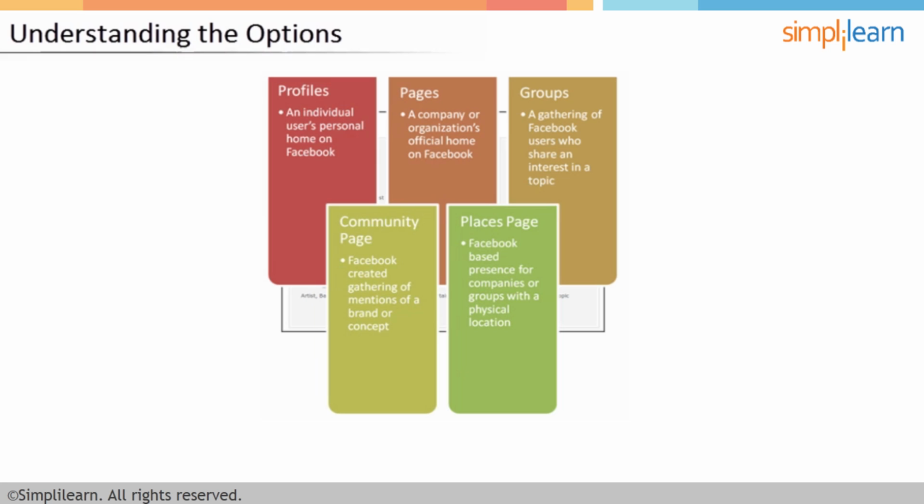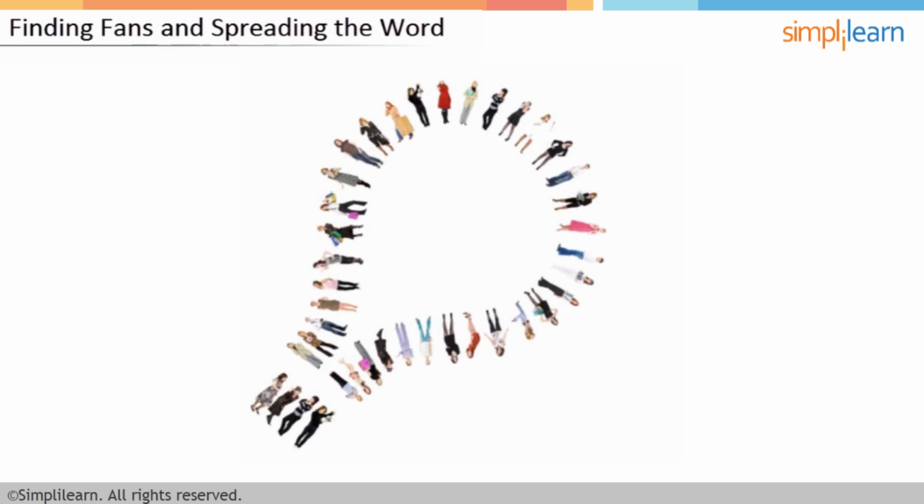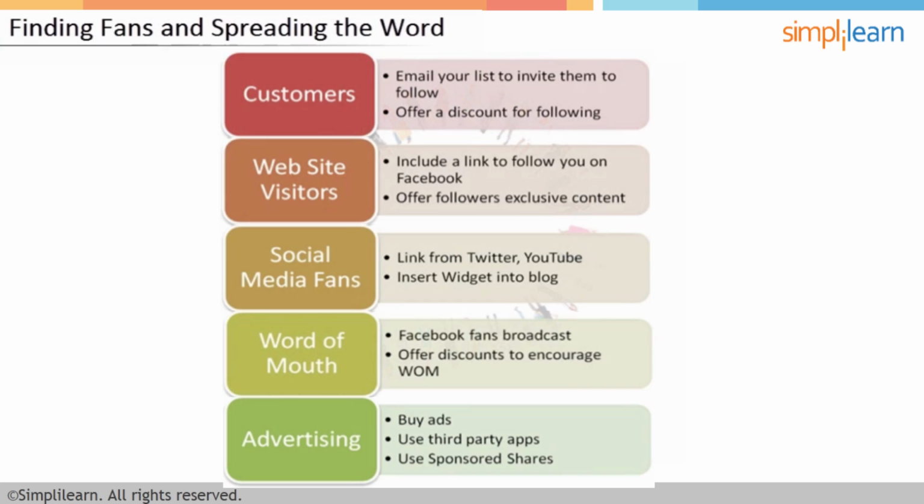So on social media, what you want to do is find who your fans are and leverage them to spread your word. So you have these kinds of follower types, right? So email your list to invite them to follow. These are some best practices in terms of how you want to find fans and build your social footprint. Okay, email your list, inviting them to follow you on your social media channels. It could be Instagram, it could be Pinterest, Twitter, Facebook, whatever.